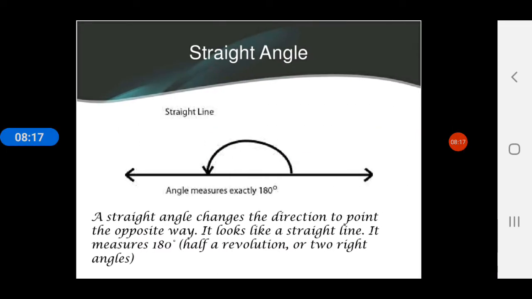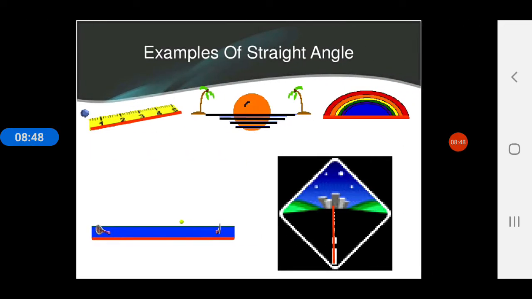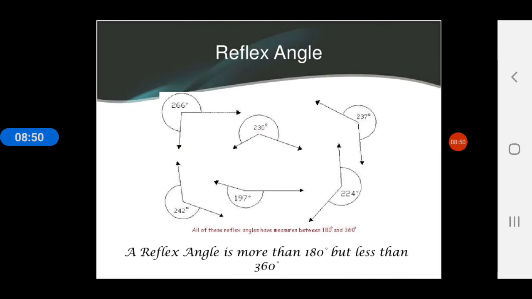Next is the straight angle. A straight angle is an angle that changes its direction to a point just opposite to the main ray, opposite to the initial ray. It looks like a straight line. It is actually two rays meeting at a point, and the angle between the two rays is 180 degrees, known as half a revolution, or two right angles. It is a straight angle. Examples of straight angles are very easy to understand.